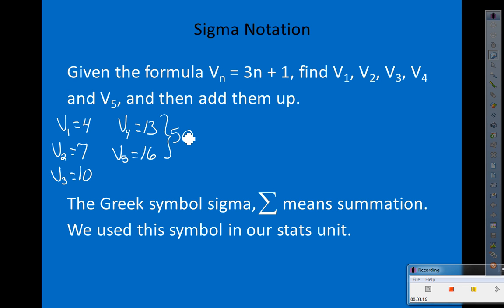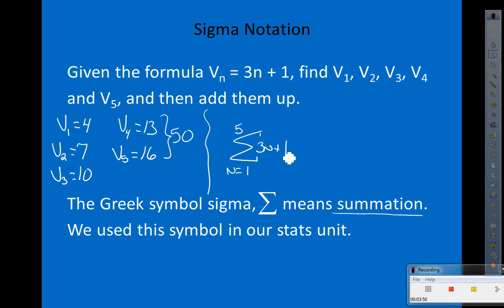Now here's what that exact same problem looks like in mathematical notation. I'm hoping that you recognize this symbol right here. That was our symbol sigma. Sigma means summation. It's the Greek letter sigma, means summation. Whenever you see that symbol, that means you're going to be adding up some terms. Here's this exact same problem mathematically. I'm going to say n equals 1 to 5 of 3n plus 1.